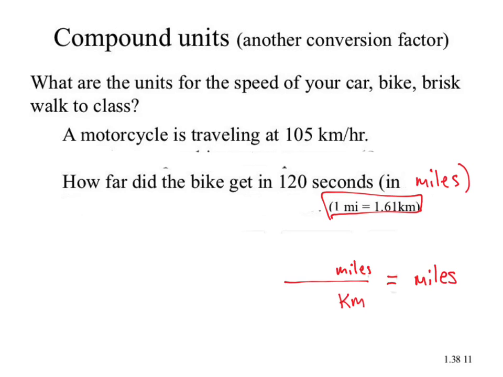Because you need to show the relation between miles and kilometers. The given information relates miles to kilometers. I can't just write miles and leave it alone. I also have to include the kilometers because the given information also includes kilometers. So what I'm doing is taking that equality and saying miles over 1.61 kilometers. Why am I placing them that way as opposed to 1.61 kilometers over miles?